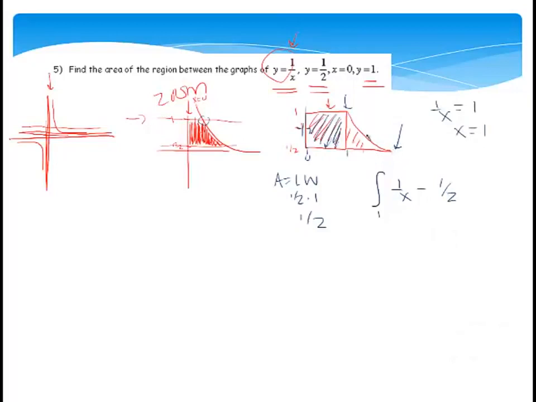Okay, so how do I figure out this point of intersection? I take these curves involved. This curve is 1 over x. This curve is half. Set them equal to each other, so solve for x, and they intersect at the point 2.